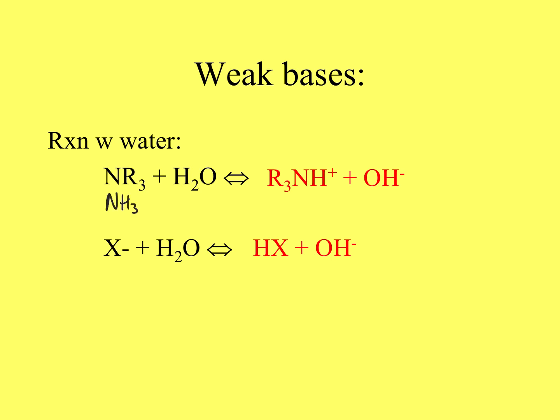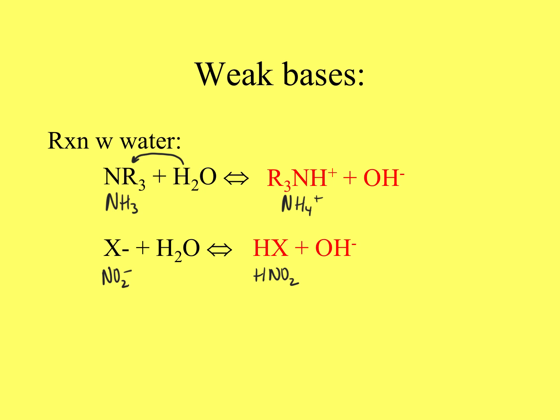When it reacts with water, it's going to gain the hydrogen to become NH4 positive, plus the hydroxide ion. So that's one way it can take place. Or it could be an anion, such as X negative. So we could do something like NO2 negative, and as it gains a hydrogen from water, it would become HNO2. So that's two different kinds of bases that you can see.